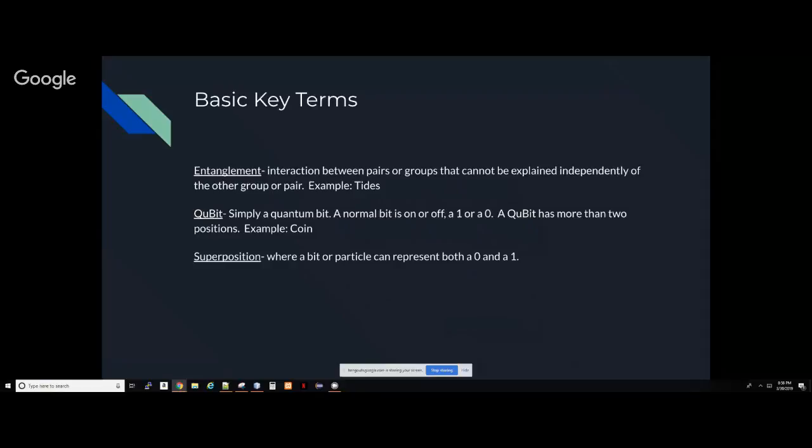However, if you take that same coin and you put it on a table and you spin it on its axis, is it heads or tails? No. But does it have a state of being? Most definitely it does. It's neither or it's both. And so that explains what a superposition is, as well as with a qubit. A superposition is just where a bit or particle can represent both a zero and a one, or neither.